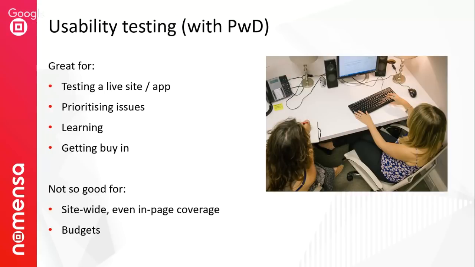So testing with people with disabilities is really useful for testing live websites and apps. It's a little bit more complex than standard usability testing when you include the various technologies that people use. But it is really good for prioritizing issues, learning how people use things, getting buy-in from stakeholders. When you see how people struggle and you realize that that struggle is usually needless, it's very persuasive. However, on the other hand, it's quite difficult to cover much of a website or application if it's fairly large or complex. And it also means you need a reasonably finished product to test with, which means you have to leave it quite late in the process.